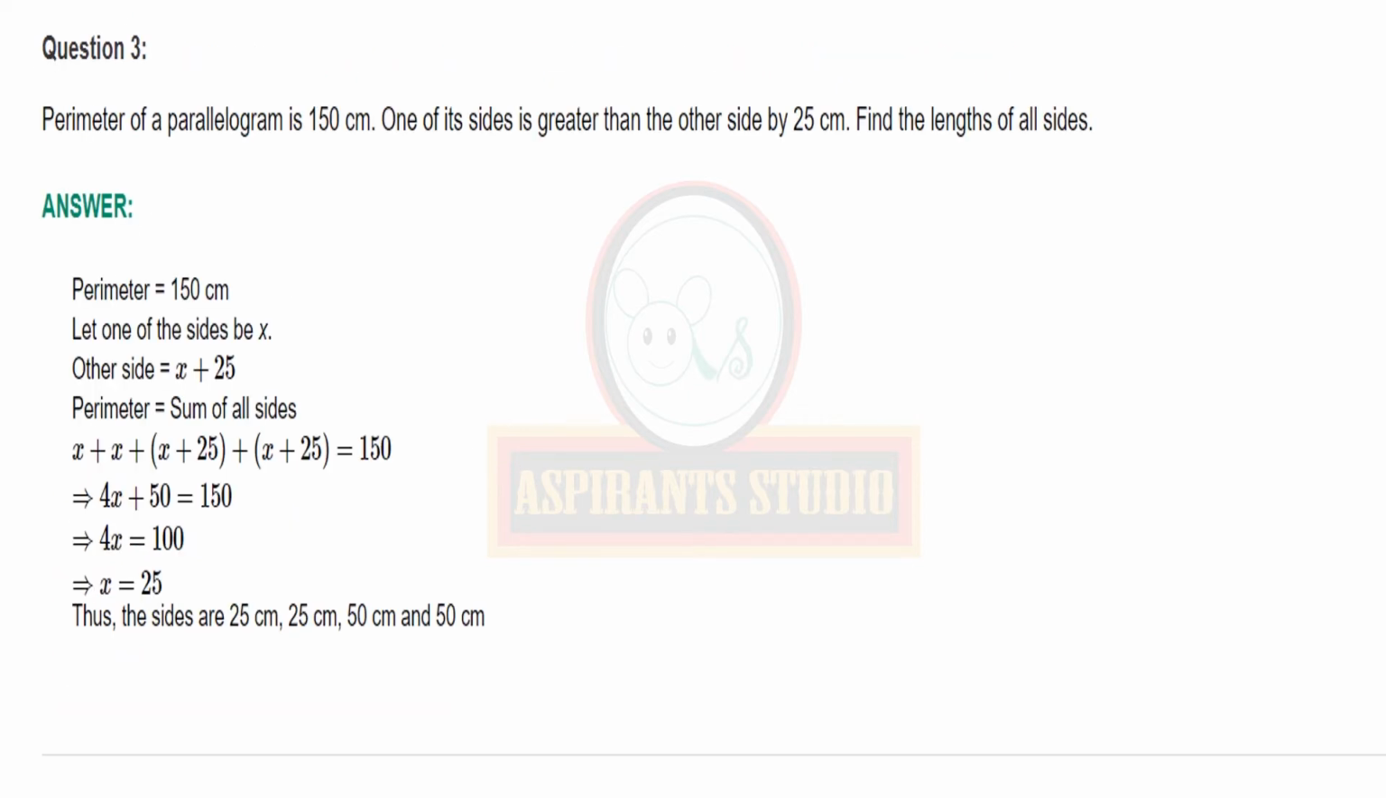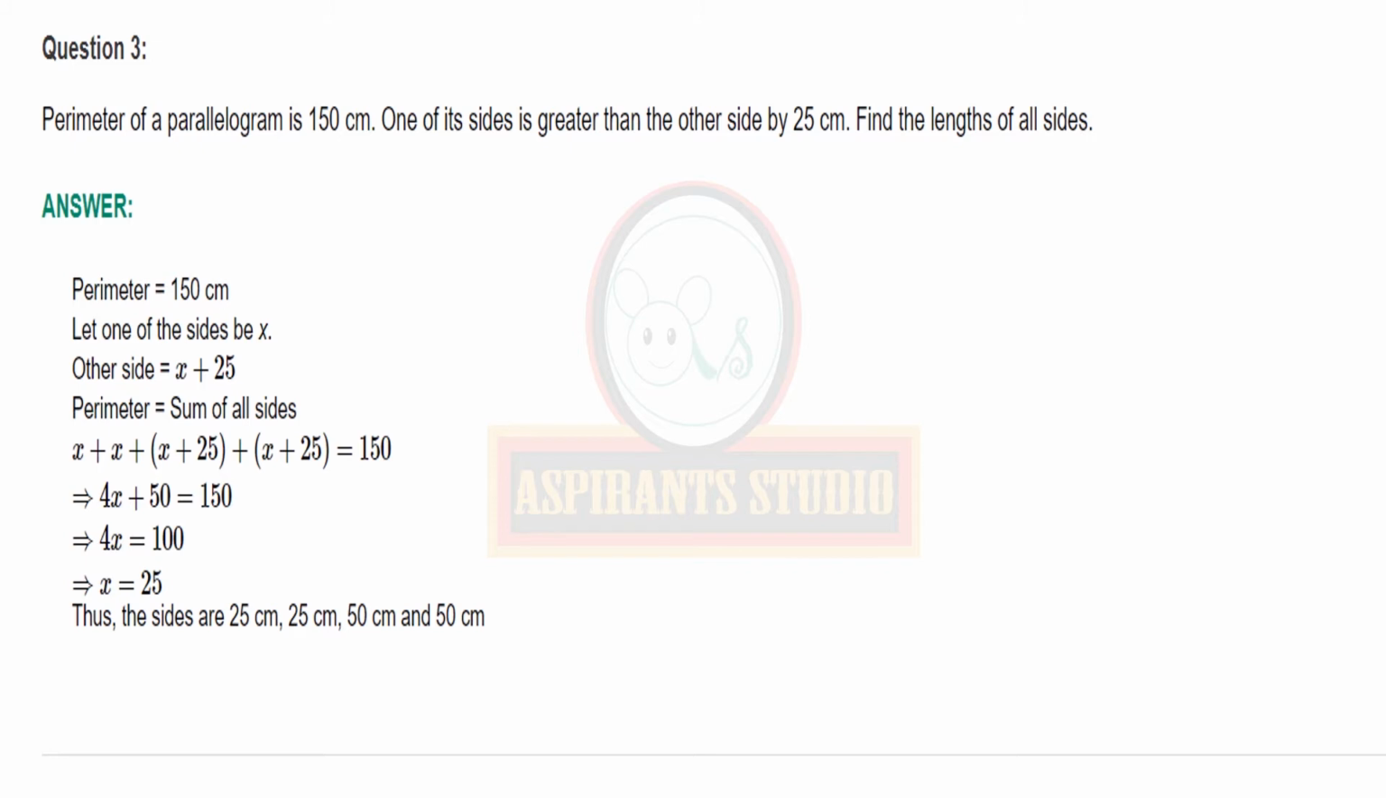Question number 3. Perimeter of a parallelogram is 150 centimeters. One of its sides is greater than the other side by 25 centimeters. Find the lengths of all sides. You are given perimeter of a parallelogram is 150 centimeters. One of its sides is greater than the other side by 25 centimeters. To find the lengths of all sides.